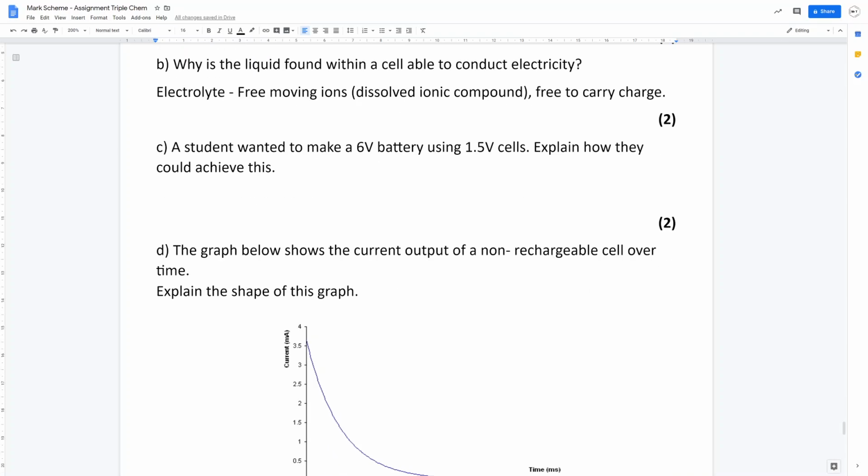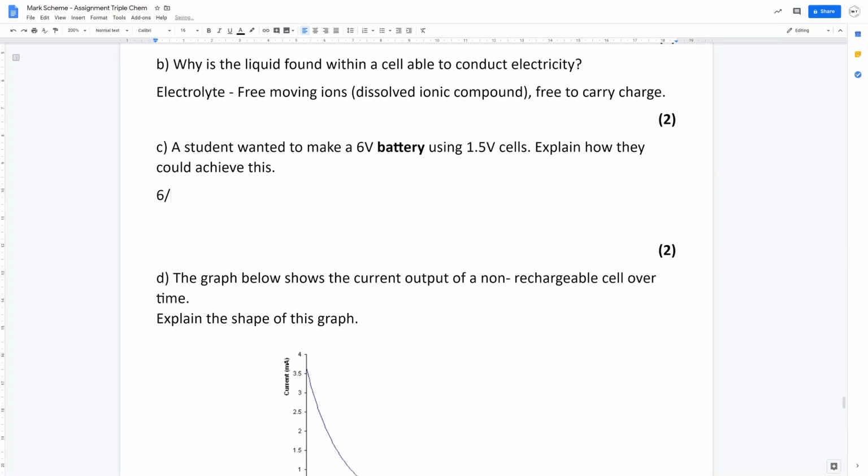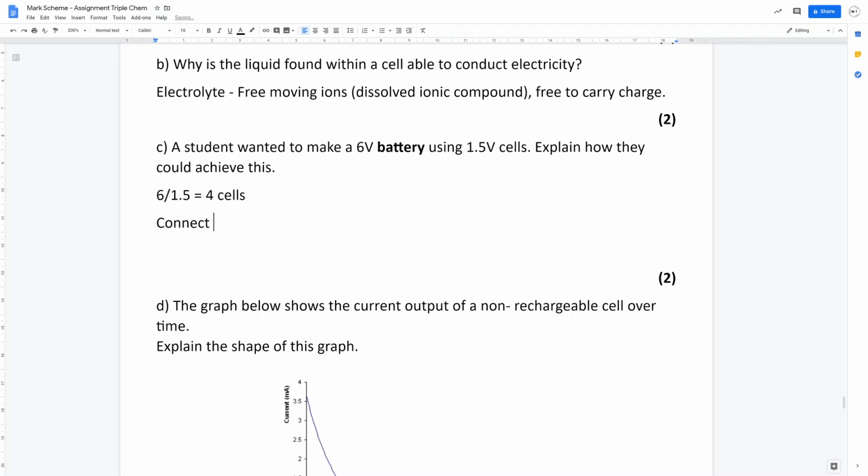Next up, a student wants to make a 6-volt battery using 1.5 volt cells. Explain how they could achieve this. Well, when we want to create a battery, what we've got to do is connect individual cells in series, okay? And we need to connect enough of those cells such that their individual voltages add up to give 6 volts. So 6 divided by the individual cells of 1.5 should give you 4 cells. So that's the first point: 4 of the 1.5 volt cells in series. You get the first mark for saying you've got to connect 4 of them up, and then the second mark for saying that you're going to do it in series.